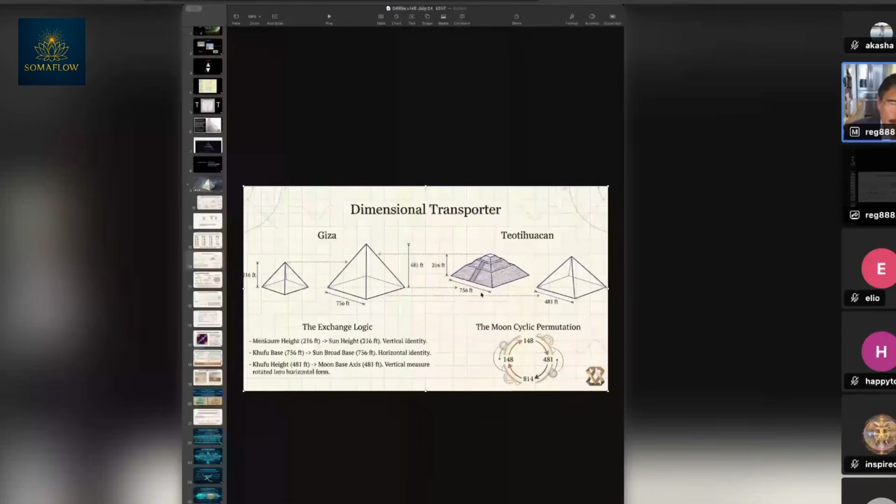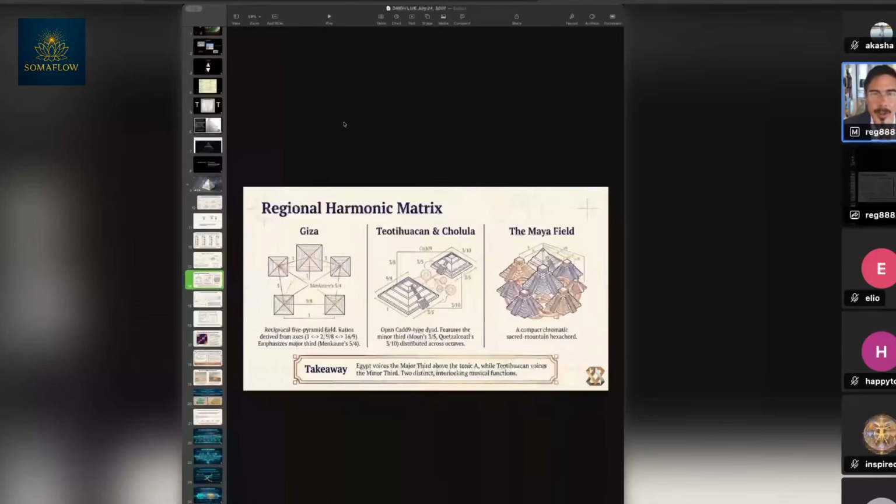Interesting. And then also you'll notice that the base of the Pyramid of the Moon at Teotihuacan is actually matching the height of the Great Pyramid. So I find it very, very unlikely statistically that this happens by accident. I just can't see that. I'd love to hear your thoughts. Do you think it was by accident?